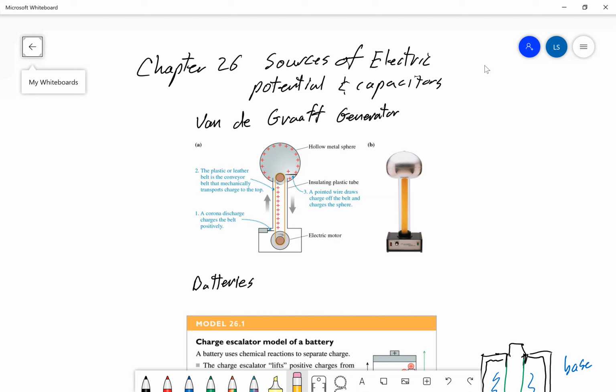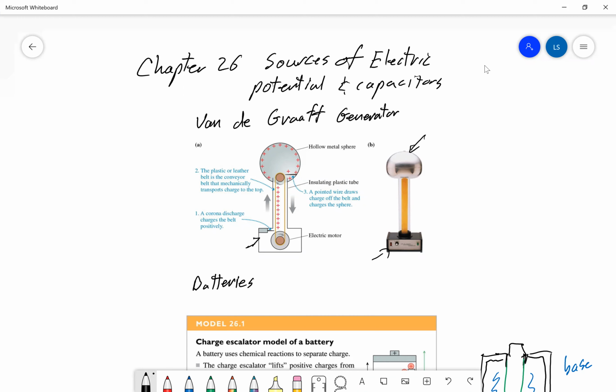First is something of a mechanical way, something like this. We call it the Van de Graaff generator. And all it is, is a plastic belt and a metal top. And then in this control box, we have this little thing, which is a corona discharge. It's basically something that gets hot and gives off positive ions.